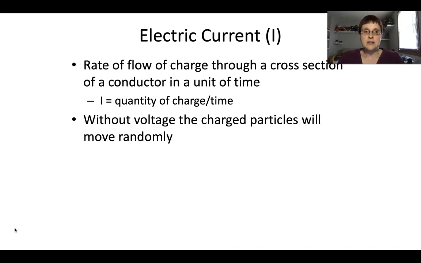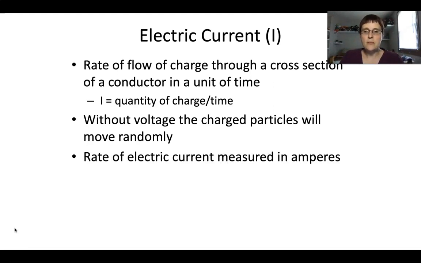Without any voltage applied, the charged particles are going to move randomly through the material. So there's no current, there's no flow or direction, because those guys are just going to randomly run around on their own. But when you apply the voltage, then they'll all flow in one direction.